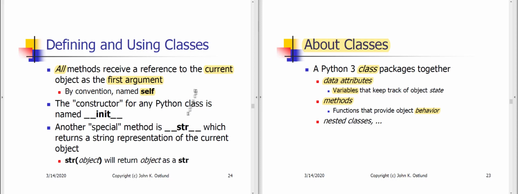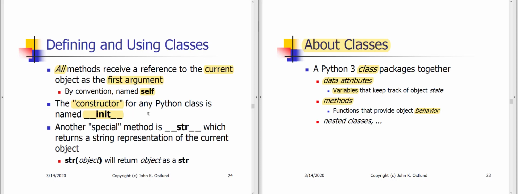And there are two methods that we're always going to want to define for any class that we create. First is the underscore underscore init underscore underscore. That is the dunder init function. This is the constructor for the class, and it's the method that knows how to create and initialize a new object of the class.